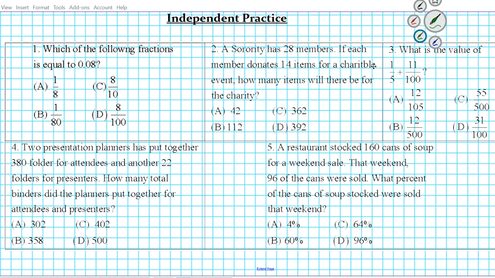Welcome back. So hopefully you had a chance to try out the problems. Let's take a look at what the answers are. To question number 1, the answer is option letter D, 8 over 100, 8 hundredths. Number 2, the answer is option letter D, 392. For question number 3, the answer is 31 over 100, option letter D. And then for number 4, the answer is 402 binders total, option C. Question number 5, the answer is 60%.